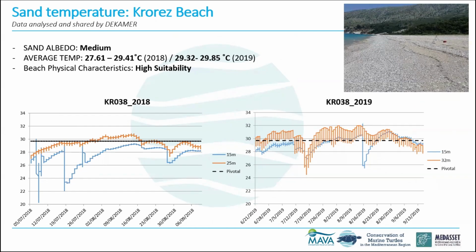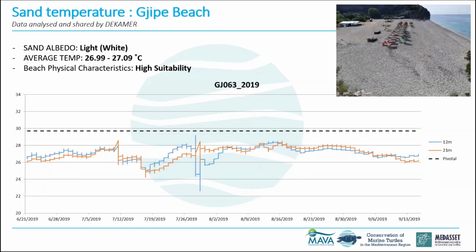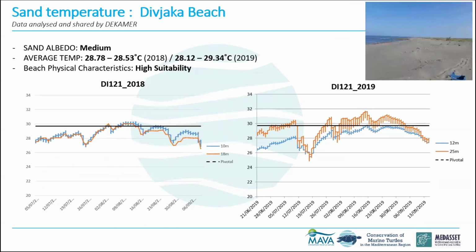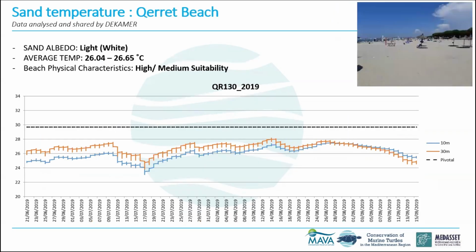So in the graphs, the measured temperature is shown, and as I said, this line shows the pivotal temperature, which is 29. Above this, females will be produced, and lower than this, males. If we look at the beaches where we collected this data, our beaches will mostly produce males.